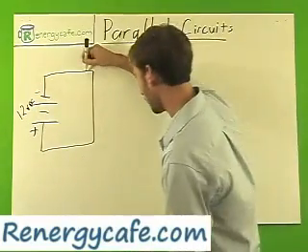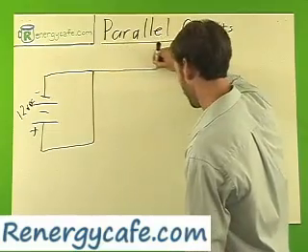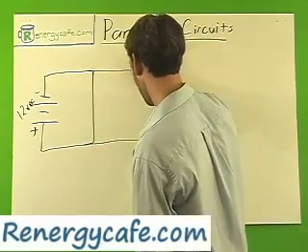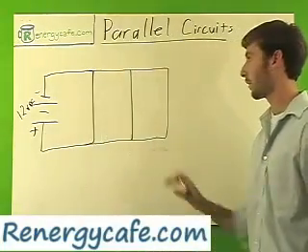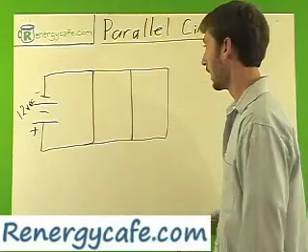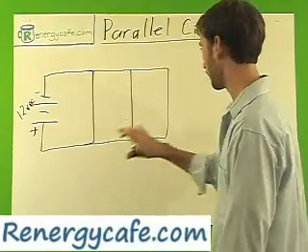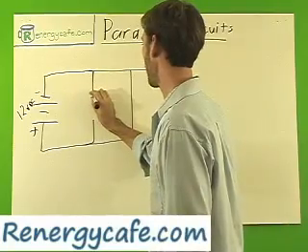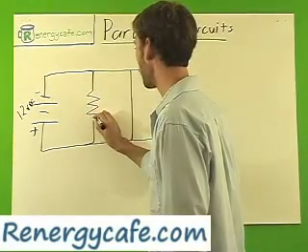Now, a parallel circuit is just a little bit different, but it behaves entirely different. This is what a parallel circuit looks like. Now, let's go ahead and throw a couple resistors in there and work this out. Now, things are going to operate a little bit differently.